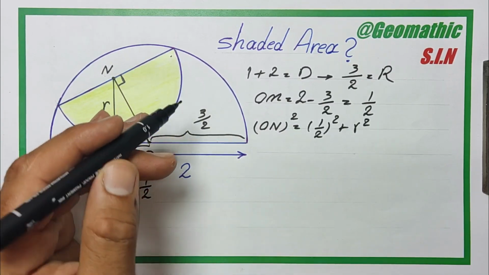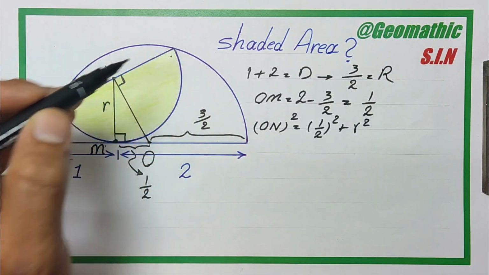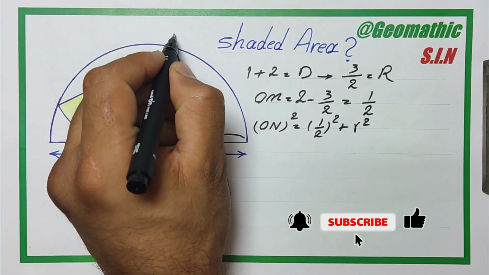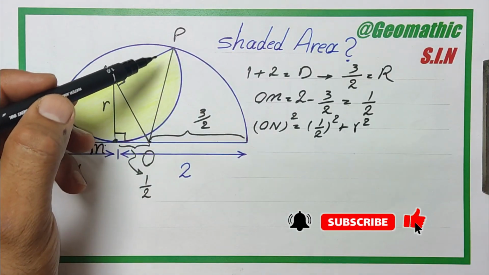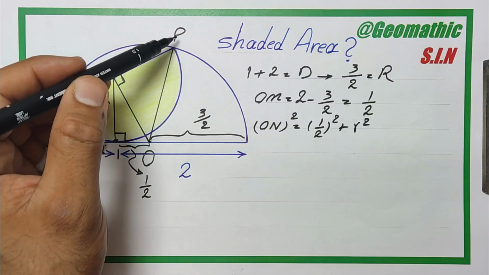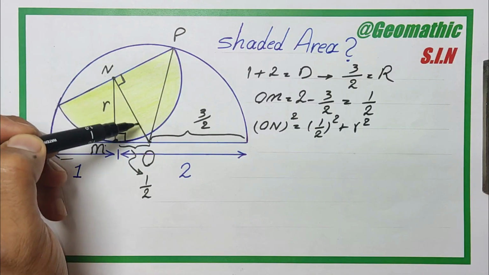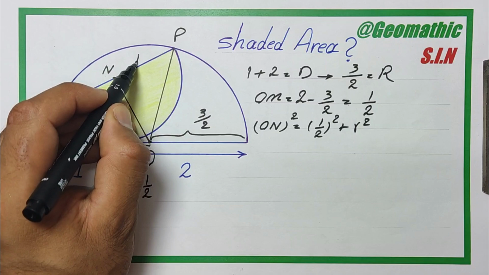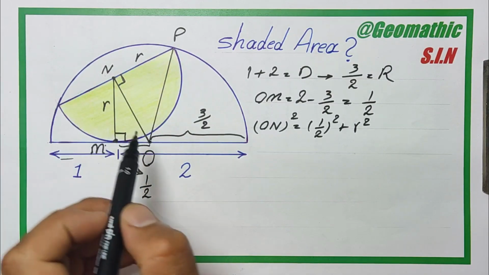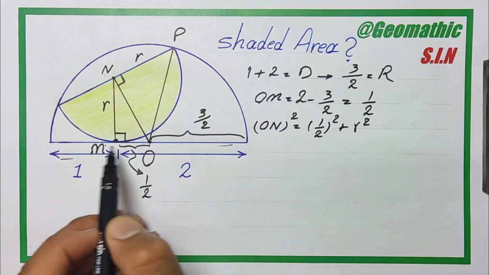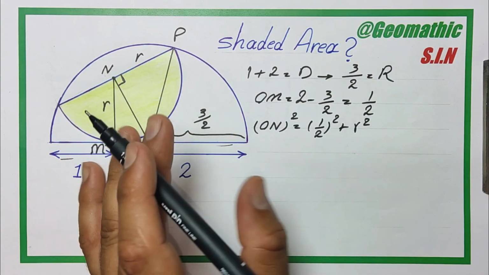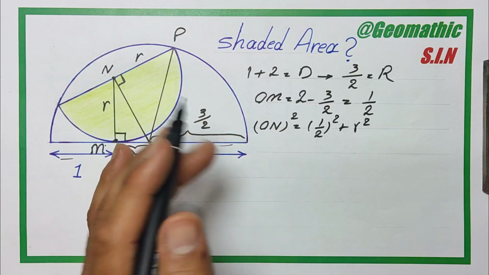Now draw a straight line from O to this point and let's call it P. This gives us another right triangle, ONP. Its height is r, its base is ON, and the hypotenuse is OP, which is the radius of the larger semicircle, equals 3 over 2. Now we can apply the Pythagorean theorem once again.